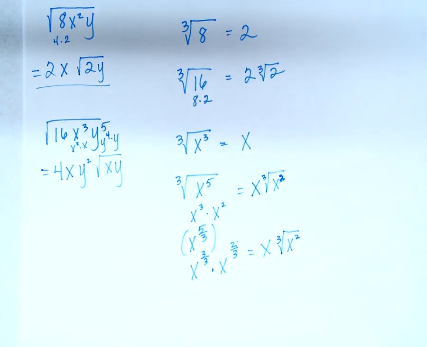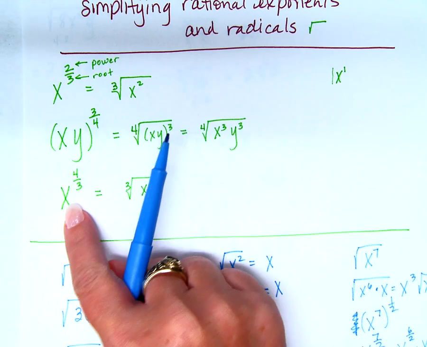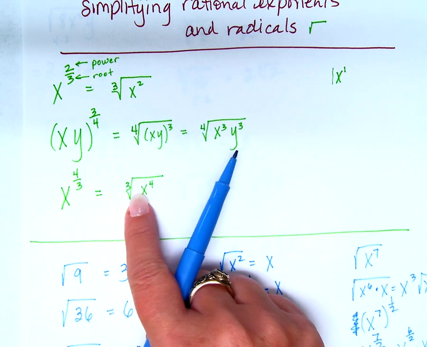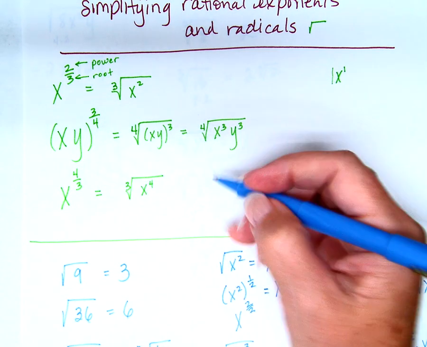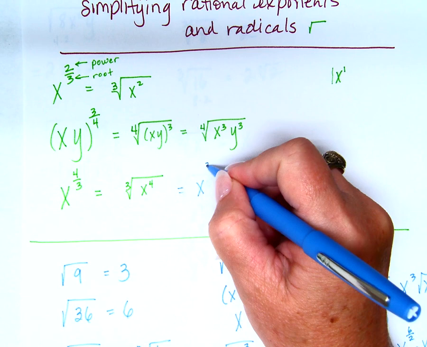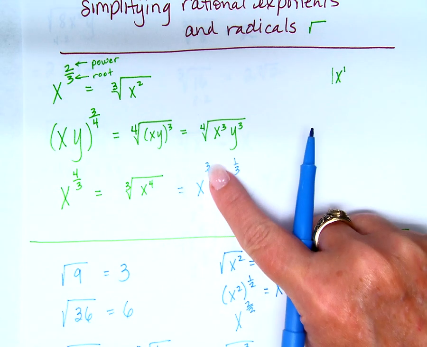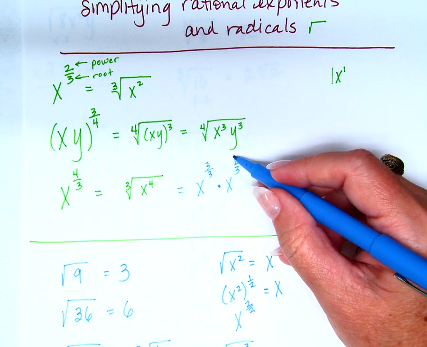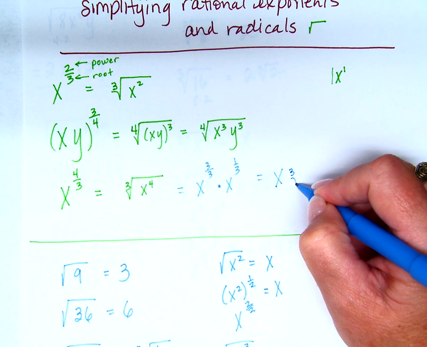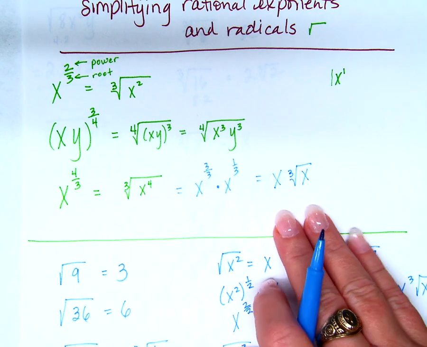Now, can we please go back to that very first example that I was talking about right over here? X to the 4/3 equals, now we rewrote it in radical form, but is this all the way simplified now? It's not, because if it's 4/3, that's the same as x to the 3/3 times x to the 1/3, right? And what is x to the 3/3? That's just x, and x to the 1/3, power and root, is just the cube root of x. You see why I didn't do that first? Does it make more sense now?